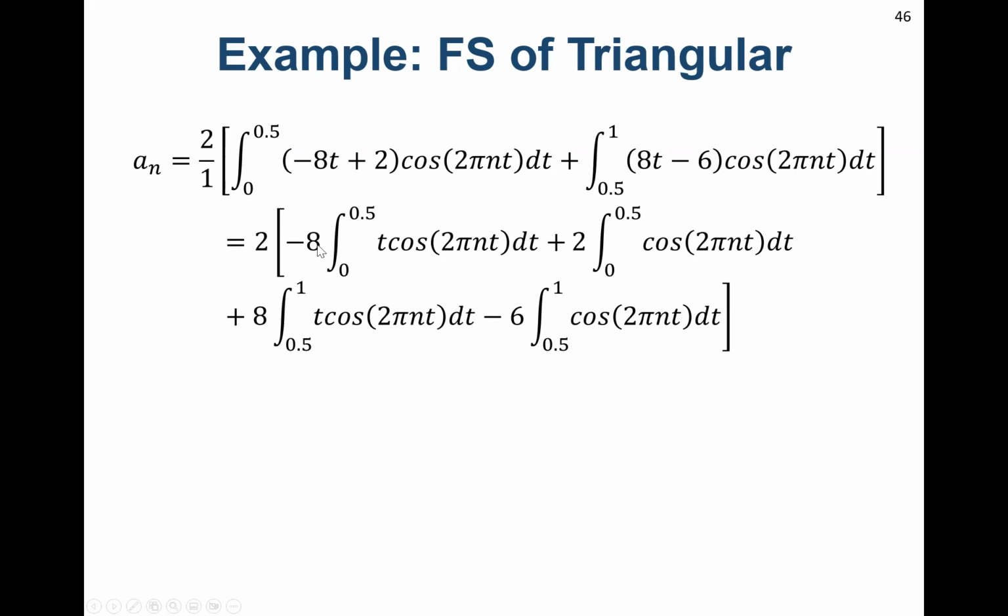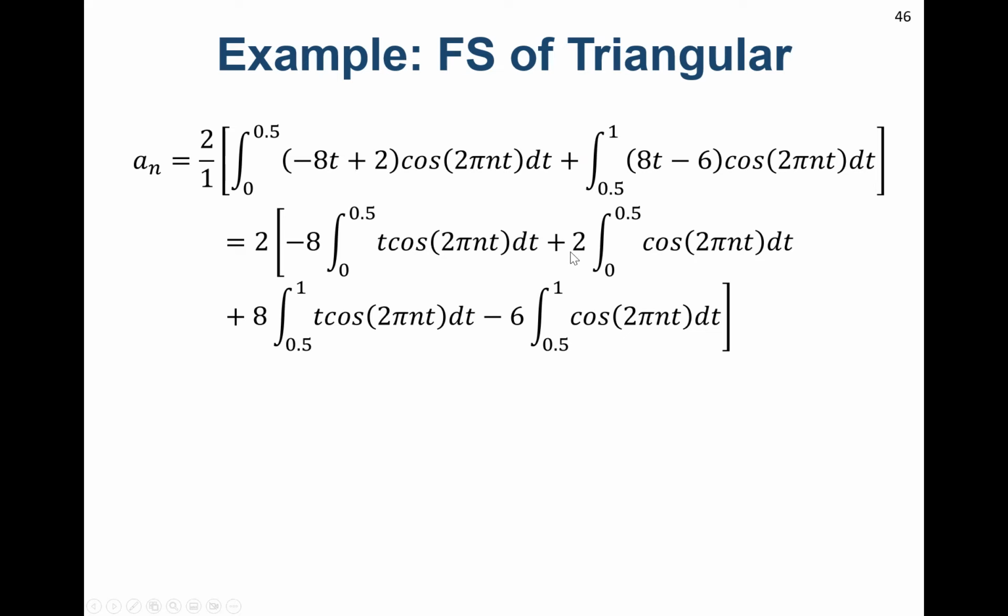All right, so now what we're going to do is break out the terms, because it's a little bit easier to integrate if we don't have parentheses or multiplying things in there. I'm also going to factor out the constant, because this one is just a constant. It's not affected by the integration at all. So I have 2, then I have my minus 8 over here. The t stays in here, and then I've got my cosine 2 pi n t dt over here.